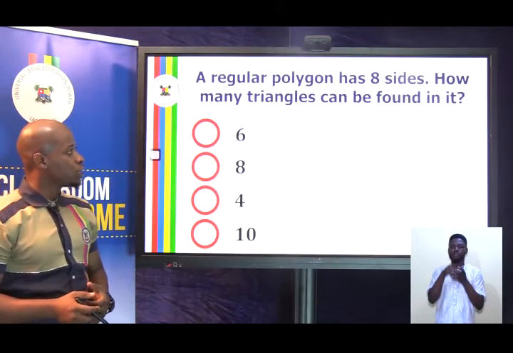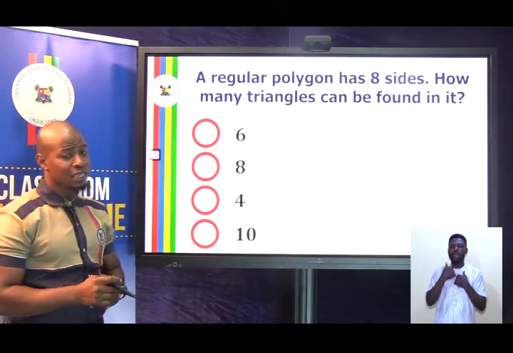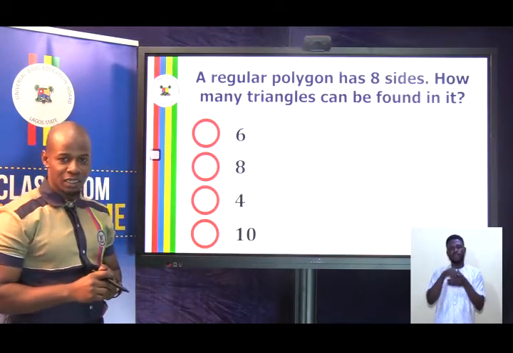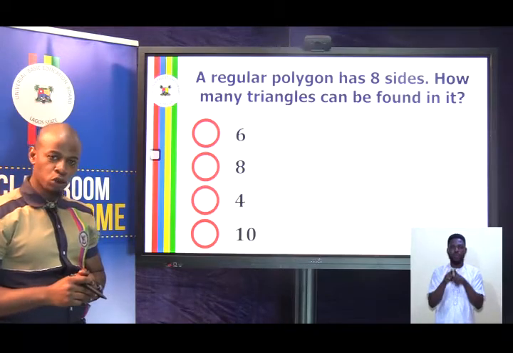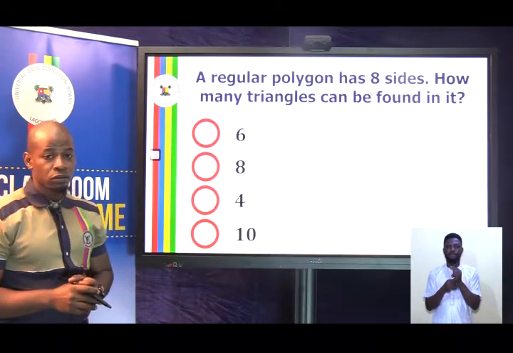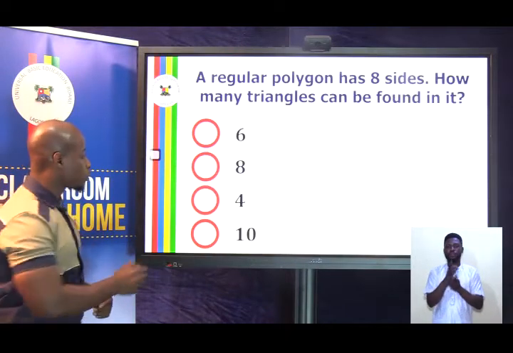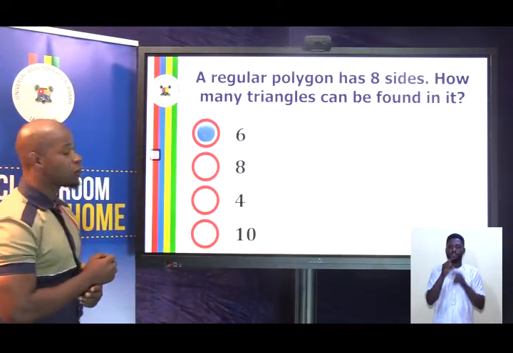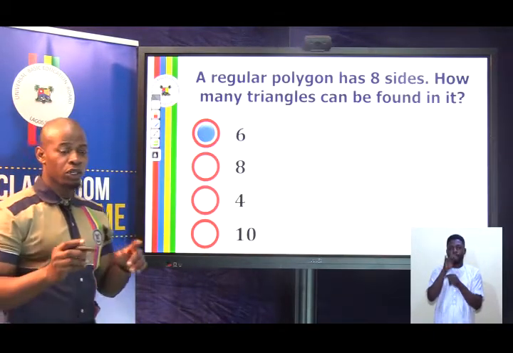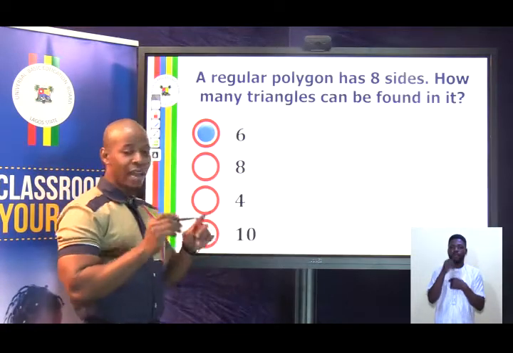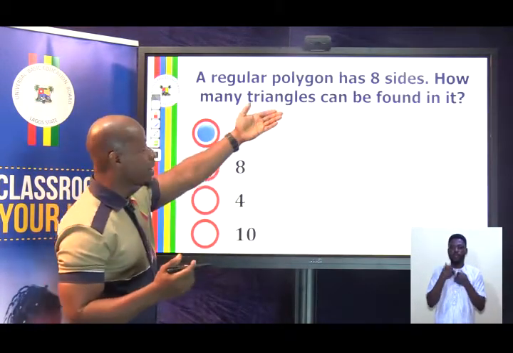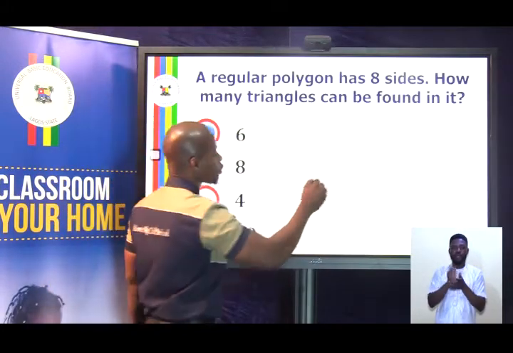This question says, a regular polygon has 8 sides. How many triangles can you find in it? You should also have gotten the answer by now because there is no calculation involved. Well, the correct answer to this will be 6 triangles, and I will show you why that is. Remember that we said that a polygon, when you have n number of sides, the number of triangles would be n subtract 2. So if you have 8, number of triangles will be 8 subtract 2, which is 6. But I'm just going to show you.